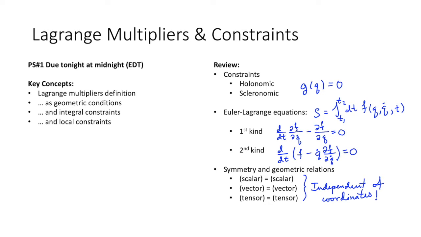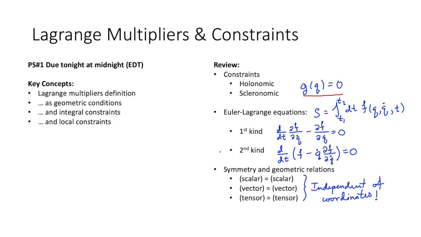By way of review, remember that when we talked about constraints in the first lecture, we talked about two specific categories, holonomic and scleronomic constraints. Holonomic constraints are constraints that can be written just in terms of the generalized coordinates, and scleronomic constraints are those constraints that are constant in time or independent of time directly. That is to say, a scleronomic and holonomic constraint can be written as this expression over here, some function g of q is equal to 0.